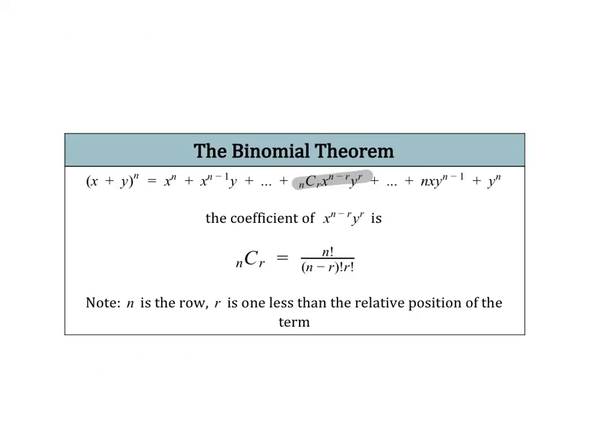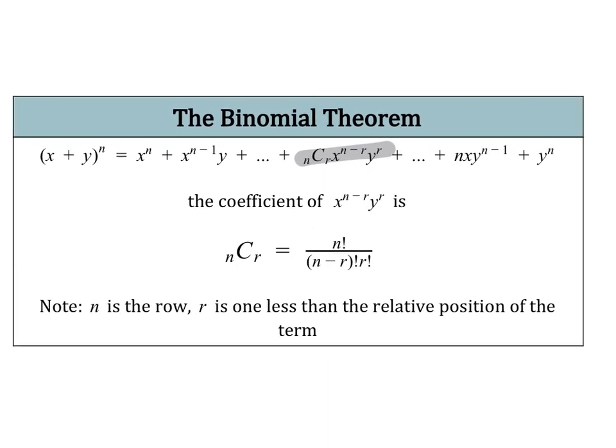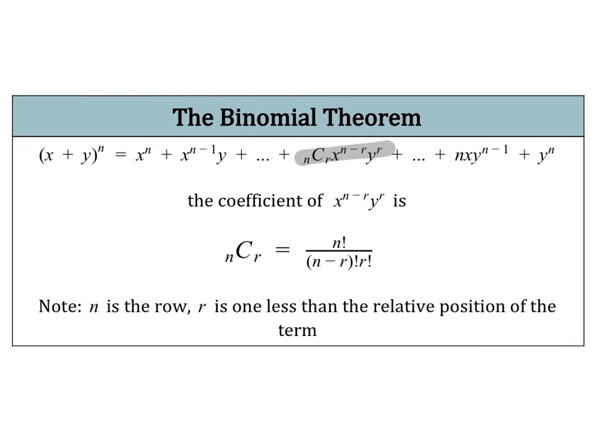Now, I want to talk about something really important. It's called the Binomial Theorem. So this Binomial Theorem allows you to find a specific term within your expansion of a binomial. So this is the formula. It's n choose r times x to the power of n minus r times y to the power of r.